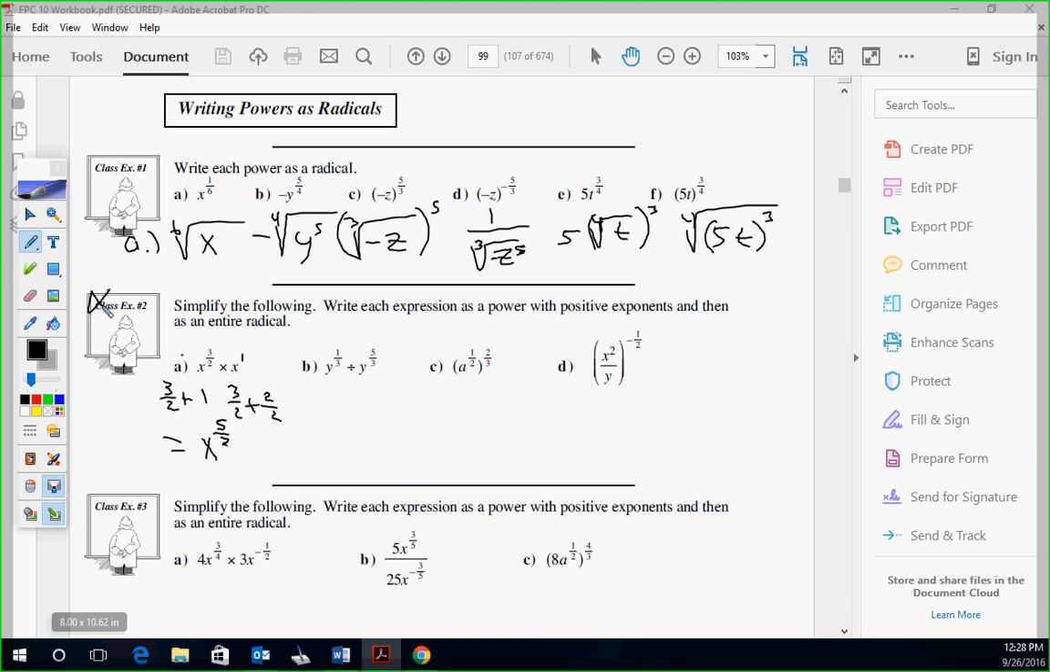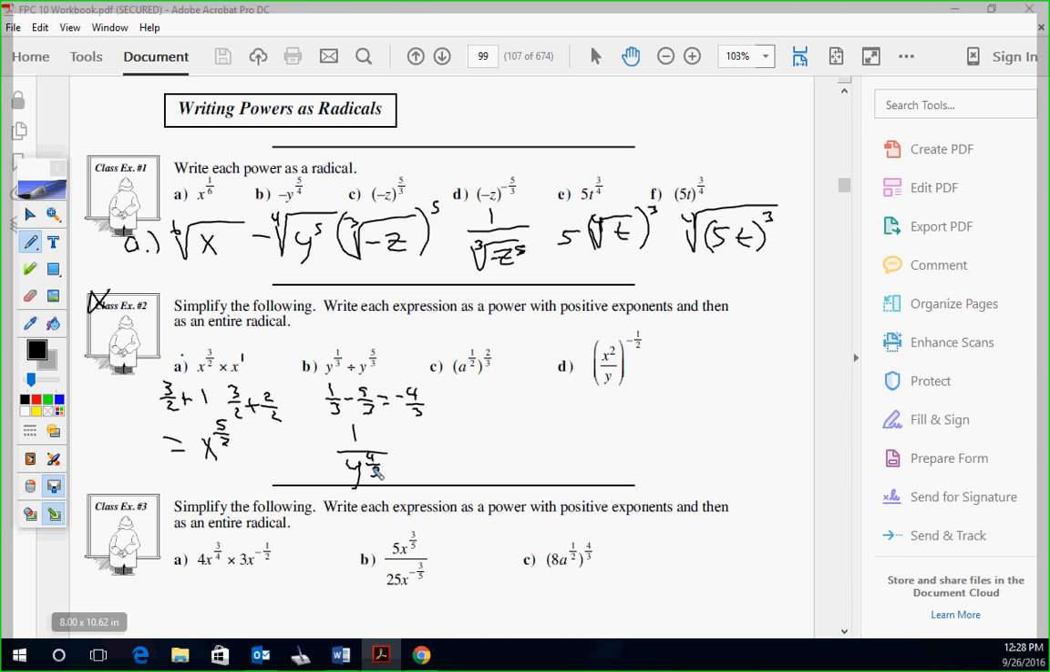So division, we subtract them. They already have a common denominator, so it's just going to be 1/3 minus 5/3, which is negative 4/3, which means I write it on the what? The bottom. So it's 1 over y to the 4/3. Good job. If you can get that one, you're in good shape. That means you understand negative exponents. That means you can do your fractions. That's kind of an all-in-one problem right there.